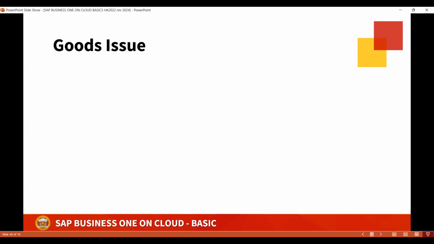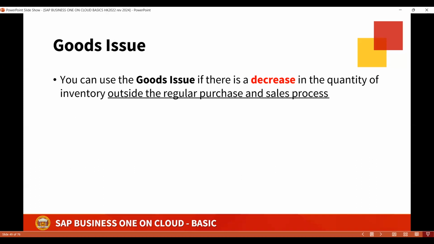Next is the goods issue. We use the goods issue if there is a decrease in the quantity of inventory, again outside the regular purchase and sales process. We use goods issue if there's a decrease when the following things happen. For example, there is a theft in the warehouse. With that, our inventory decreases, and to match our record, we use a goods issue, matching the records of the physical and the system.